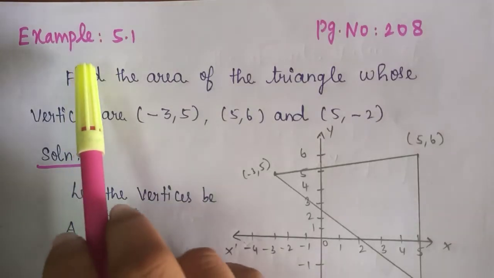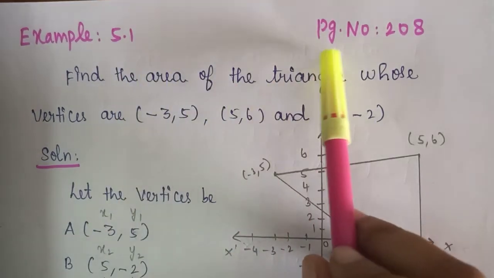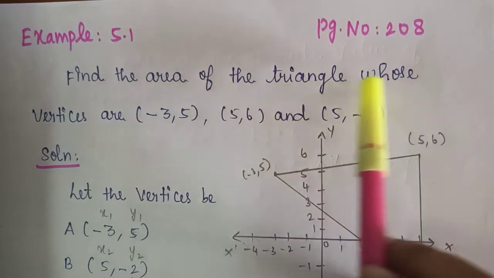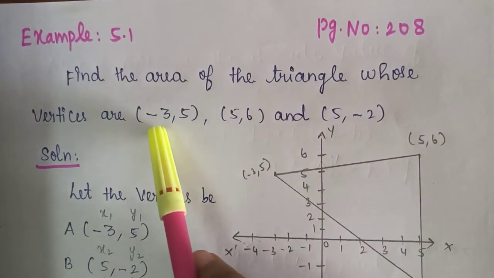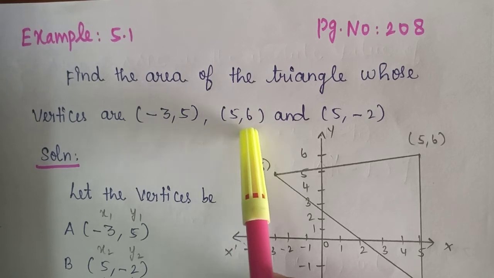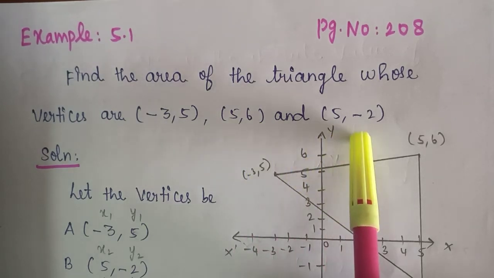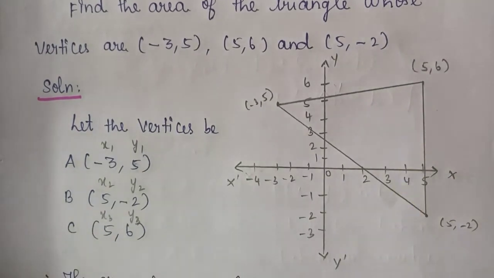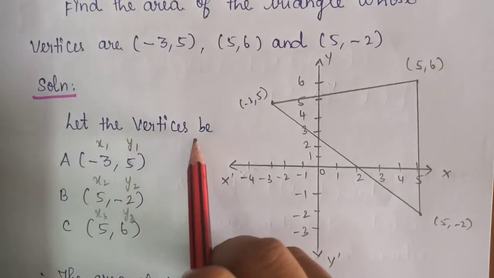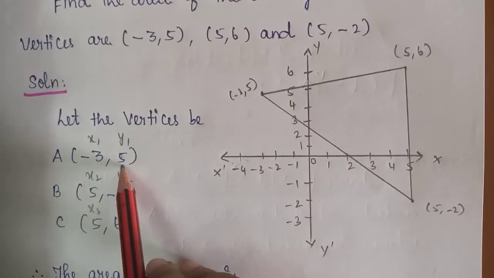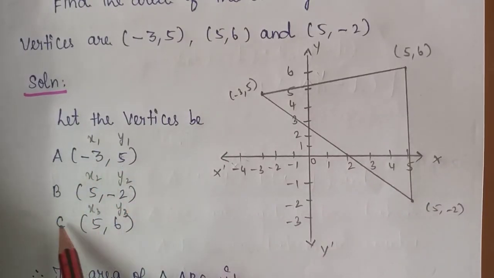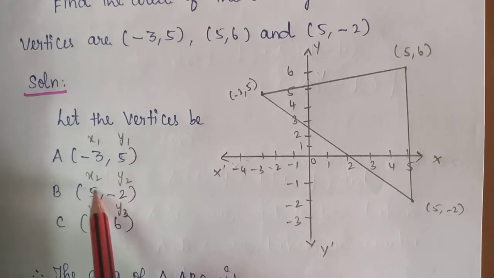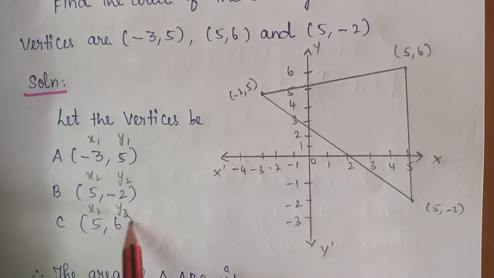So next we are going to see example 5.1, which is on page number 208. The question is: find the area of a triangle whose vertices are (minus 3, 5), (5, 6) and (5, minus 2). So first what you are going to do is plot the points. Solution: let the vertices be A (minus 3, 5), B (5, minus 2), C (5, 6). So these will be your x1 y1, x2 y2, then x3 y3 values.